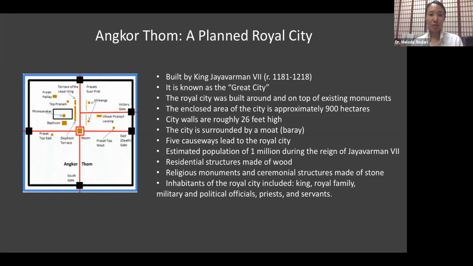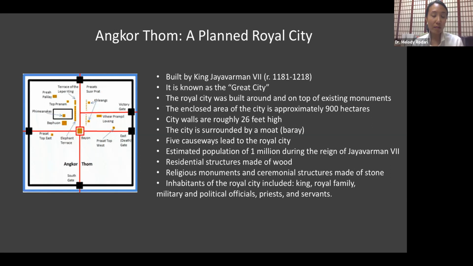In addition to the planning of the city, what we have are 5 causeways that lead to the royal city. So that's the red lines that you see on this slide. So the red lines represent the causeways, or bridges, if you will, that one must traverse in order to enter the city, but also get to the heart of the city, which is the Bayon Temple, which is located in the center.